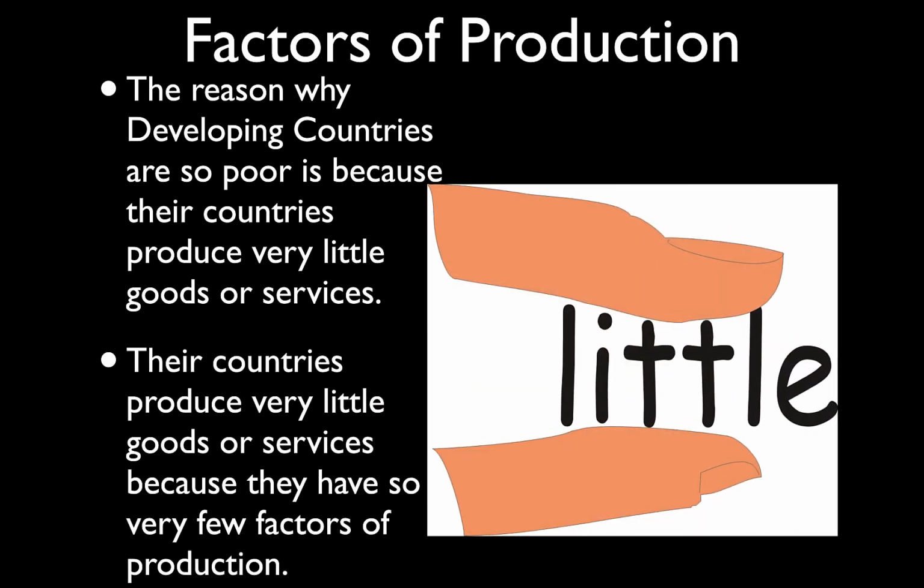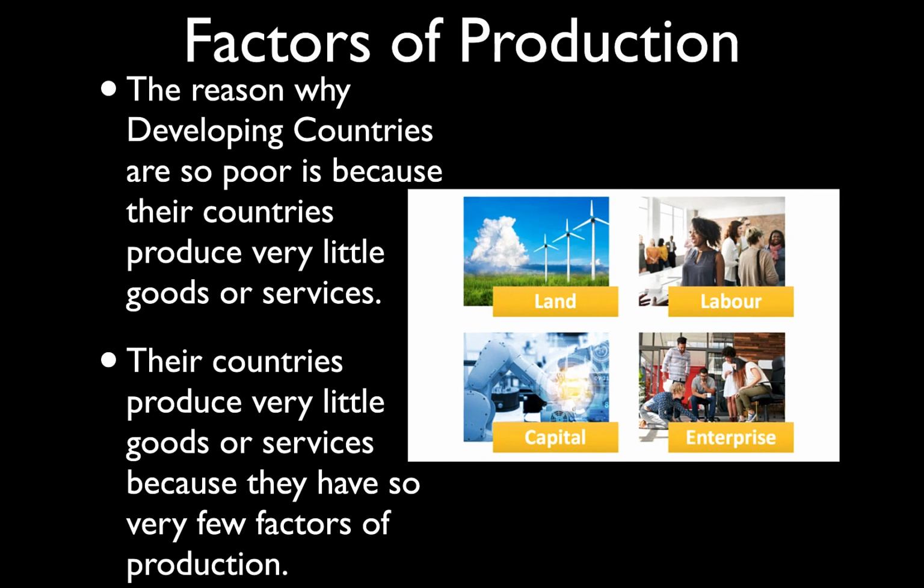Countries in the developing world produce very little goods and services because they have very, very few factors of production, and the quality of these factors is nowhere near as high as in the wealthier countries. So the quantity and quality of land, labour, capital and enterprise, how efficiently they're used, the state of technology, all of these things affect our ability to produce. If the quantity and quality of factors of production increase, our wealth as a nation, our ability to consume, also rises.